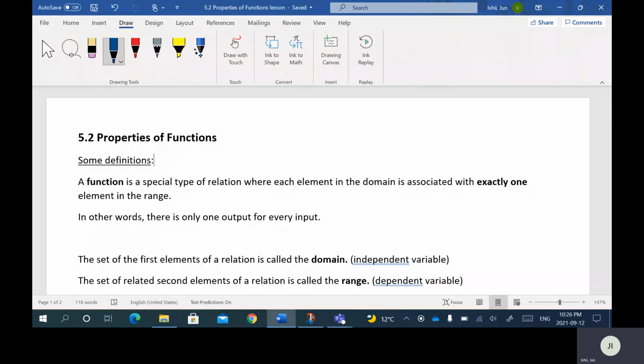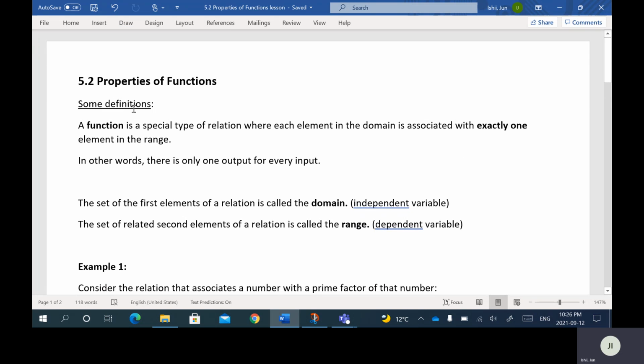Right, so the next lesson in this relations and functions unit is titled properties of functions. What I'm going to start off with first is going through a couple of definitions. The first one here is a function.